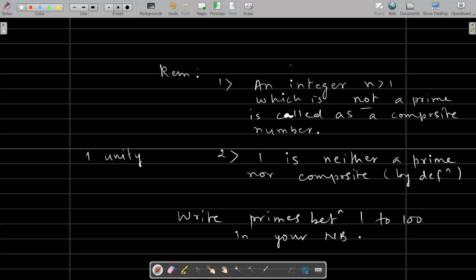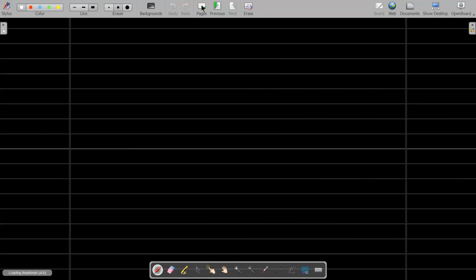Yeah. So I think this much time is enough. So see that if you have written all the primes, there are 25 primes between 1 and 100. And there is a nice, simple technique for school level called the Sieve of Eratosthenes for finding the numbers.